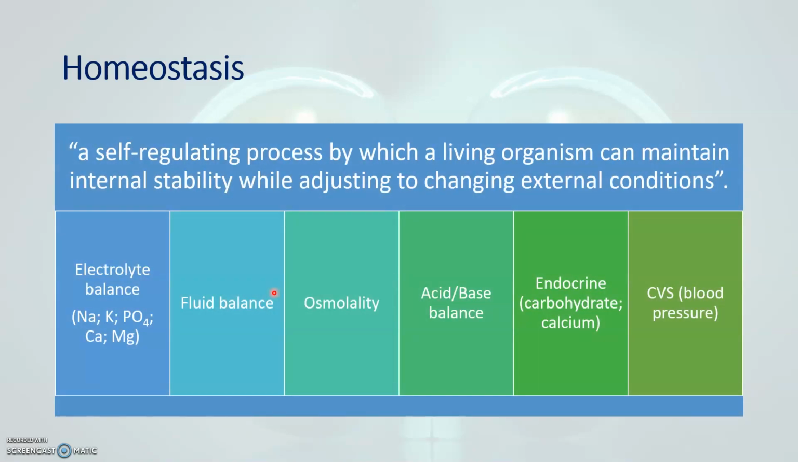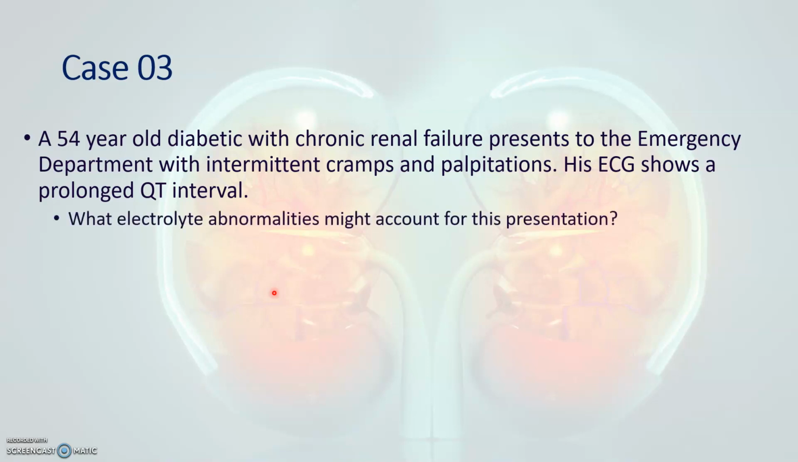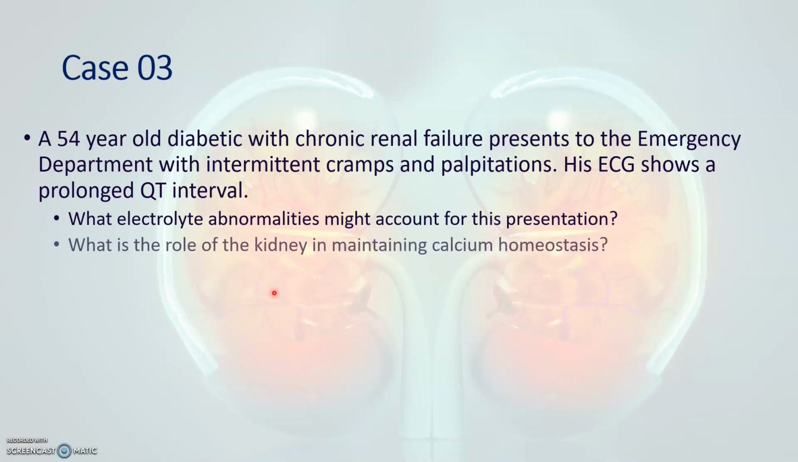So again, just a reminder of what is homeostasis. And now we're going to talk about a 53-year-old diabetic with chronic renal failure who presents to the emergency department with intermittent cramps and palpitations. His ECG shows prolonged QT interval. So let's think a little bit about electrolyte abnormalities that might account for this presentation.